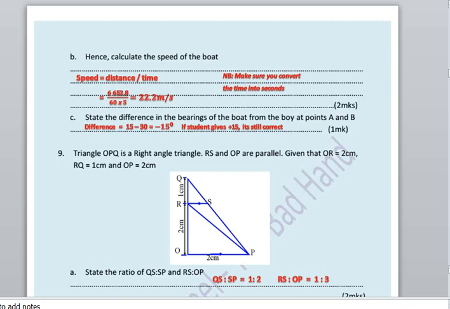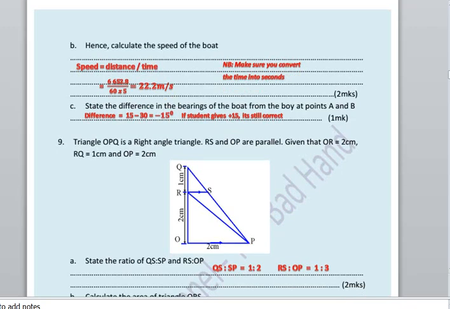Question 9, but always try that in such questions the positive difference is actually preferred. The triangle OPQ is a right angle triangle in which RS and OP are parallel, given that OR is 2 centimeters and RQ is 1 centimeter and OP is 2 centimeters. State the ratio QS is to SP.